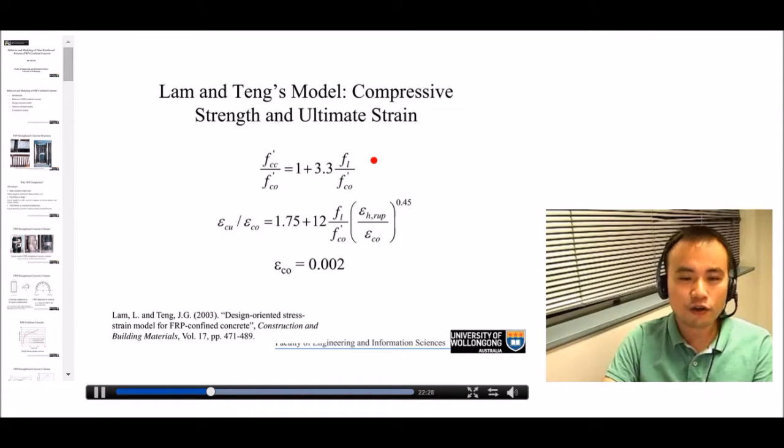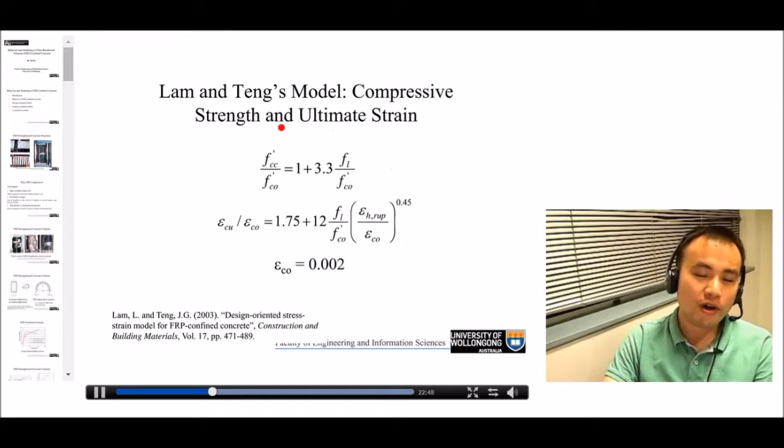And if you are familiar with steel-confined concrete, you may notice that this factor 3.3 is much lower than some famous models for steel-confined concrete. For example, in Richart's model in 1928, he used a factor of 4.1 for steel-confined concrete. So just keep this in mind, and later on I will explain a little bit why this is the case, why for FRP-confined concrete we use a lower factor. And this equation is for the ultimate axial strain. So it's not a linear function. It's related not only to the confining pressure, but also to the hoop rupture strain of FRP. If you want to know more details of how this model was developed, please refer to the Lam and Teng paper published in 2003.